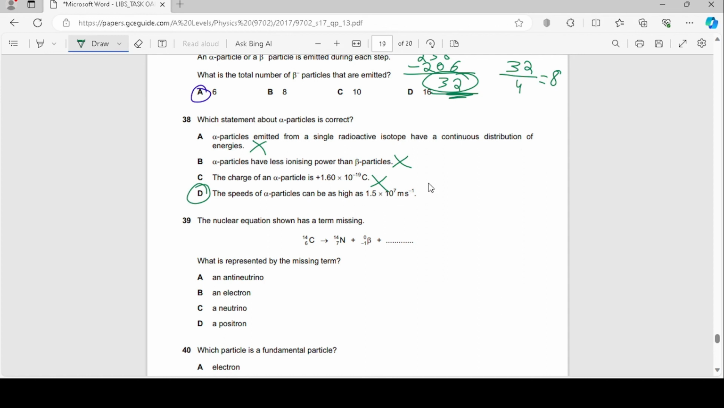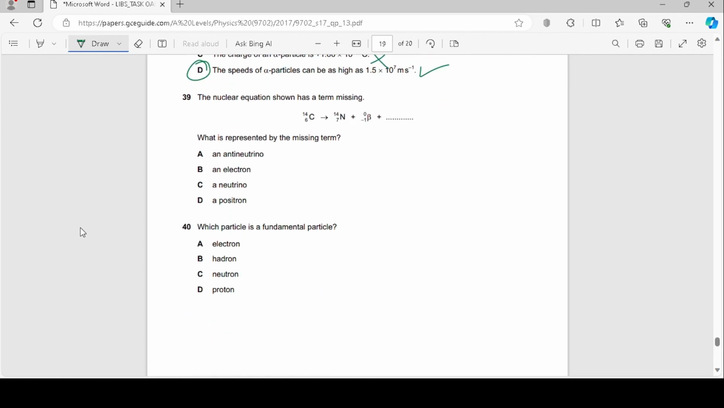alpha particles can be as high as 1.5 into 10 power 7 meters per second. So to my knowledge, alpha particles are very slow comparatively compared to beta, which has like 10 to the power of 8 meters per second speed. Gamma has the speed of light basically, because it's an electromagnetic wave, so it has a speed of 3 into 10 power of 8 meters per second. But then alpha is around the magnitude of 10 to the power of 6. But then again, I suppose that's an average or something. But then 1.5 into 10 to the power of 7 is also possible, I suppose, depending on the isotope. Maybe, I don't know if I'm saying everything right. But I do believe that D is the most correct option.